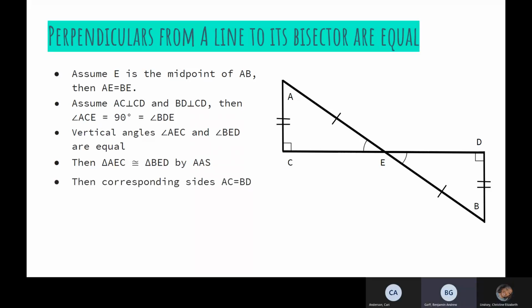Then since the triangles are congruent, each corresponding side and angle are equal. So we know that the corresponding sides AC and BD are equal. So then we know that the perpendiculars from a line to its bisector must be equal.